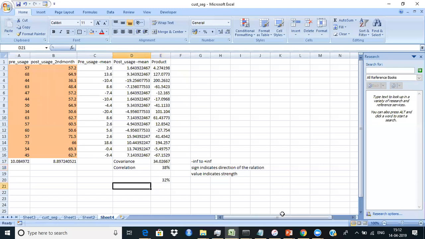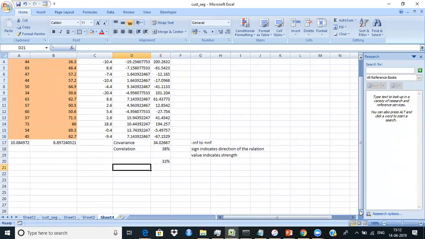What you do is you do a hypothesis test where the null hypothesis is that correlation in population is equal to 0. This is the null hypothesis. The alternate hypothesis is that correlation in population is not equal to 0.